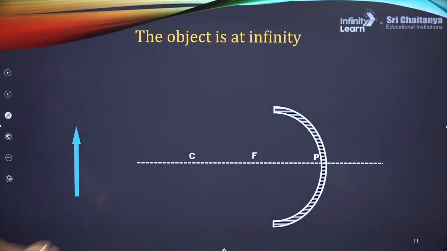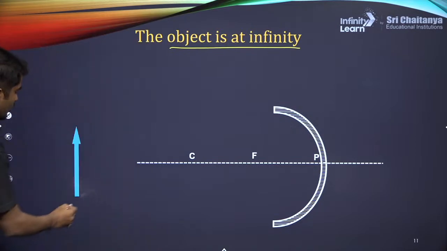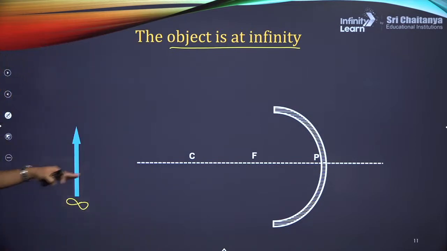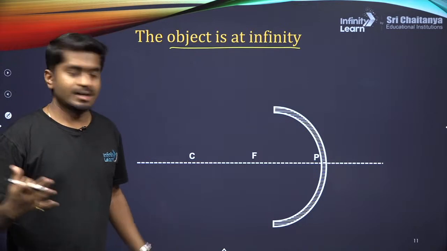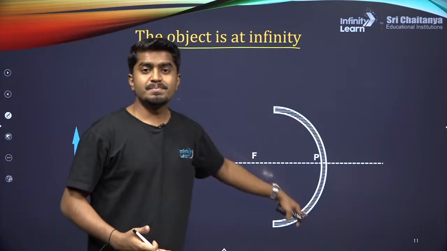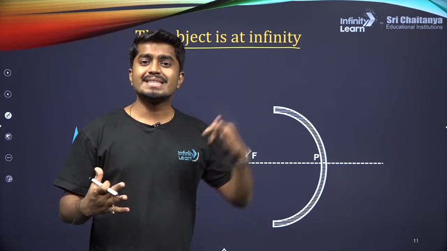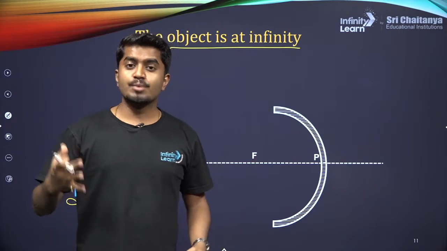The first one, object is at infinity. Which object can you call as infinity? The objects which are very far. There is an object which is very far from this mirror, and how will you decide which object is very far? Something like the sun or moon. These are objects very far.